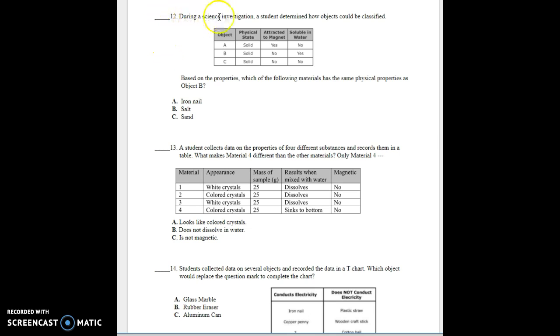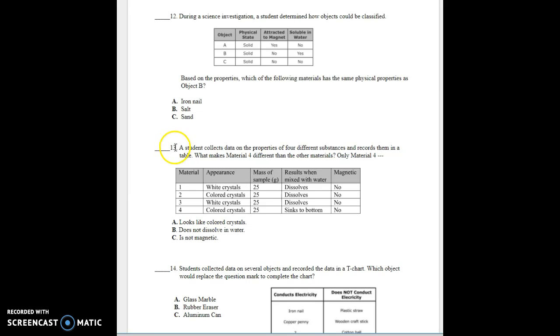Number 12. During a science investigation, a student determined how objects could be classified. Object A, B, and C. Physical state: solid, solid, solid. Attracted to a magnet: yes, no, no. Soluble in water: no, yes, no. Based on the properties, which of the following materials has the same physical properties as object B? A. Iron nail. B. Salt. C. Sand.